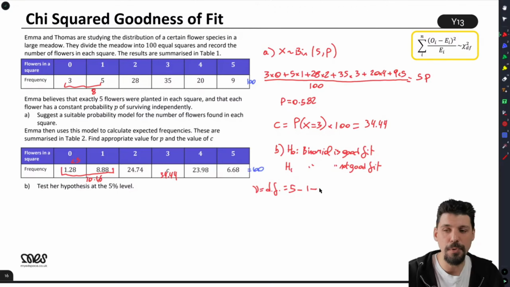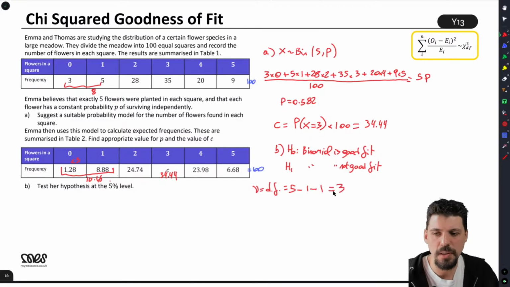But we lose another degree of freedom. Why? Because the mean number of flowers in a square, we need that probability to match. Because I got the 0.582 from these numbers, these also have to come out with 0.582 as that same calculation. So because I used my data to approximate that P of 0.582, I have lost another degree of freedom. So I can only pick 3 of these numbers. Once I've picked 3 of these numbers, the other 2 are locked in place. Why? One of them to make sure that the total is 100, the other one to make sure that we get a P of 0.582. So my degrees of freedom is 3.